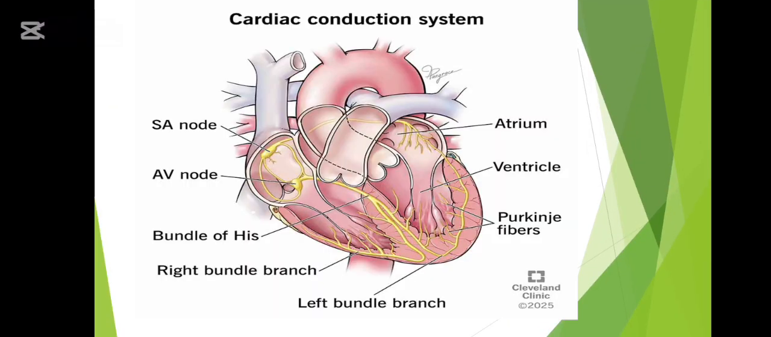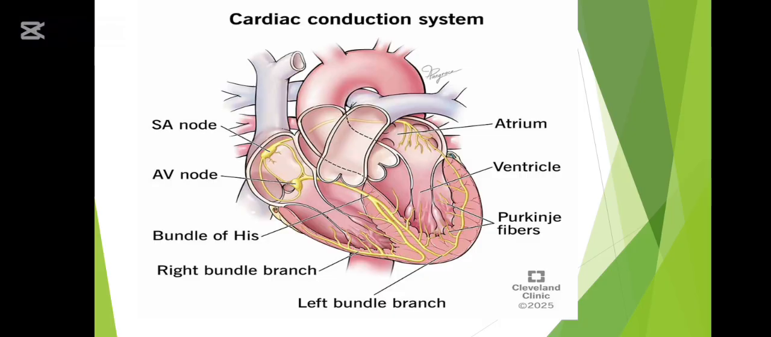So now, when we look at the conduction system of the cardiac muscles, basically, it happens in a coordinated manner. In the electrical conduction system, we have 5 major cells that transmit this electrical impulse. You should take note of that.